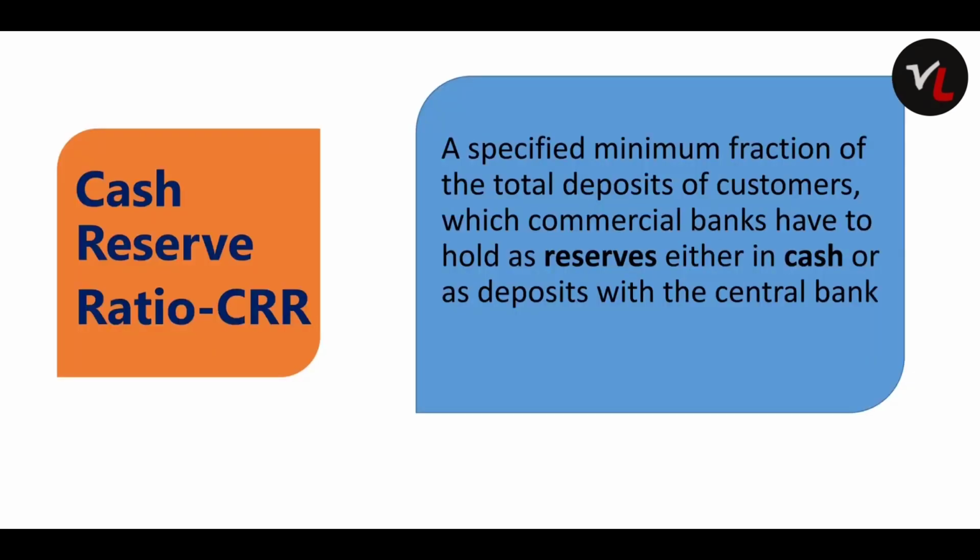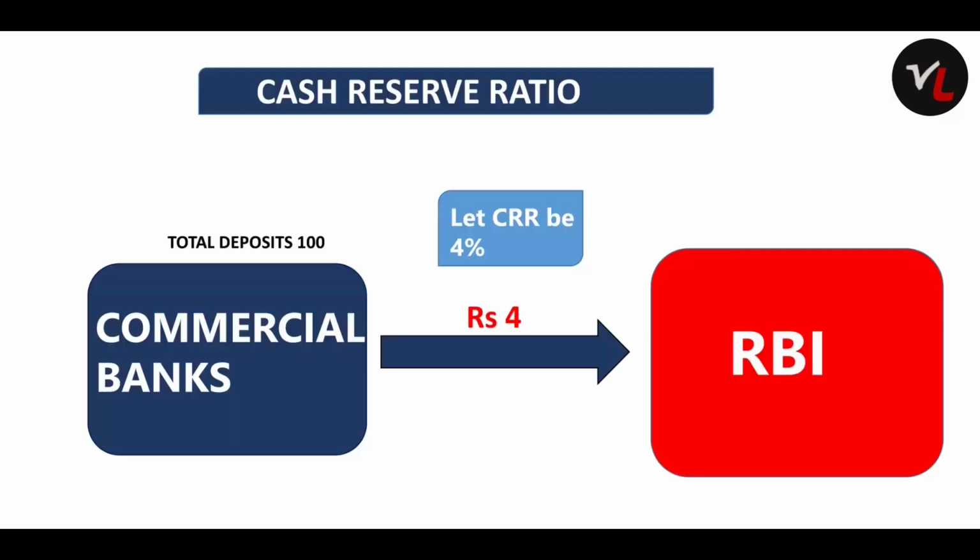We will move on to the cash reserve ratio, that is CRR. What is CRR? It is the specified minimum fraction of total deposits of customers which commercial banks have to hold as reserves, either in cash or as deposits with the central bank. So what is the cash reserve ratio? It is a specific amount of money that commercial banks have to keep with RBI as reserves. We have seen what the cash reserve ratio is.